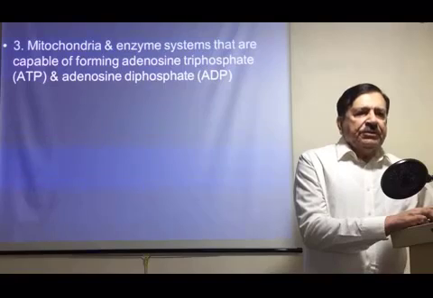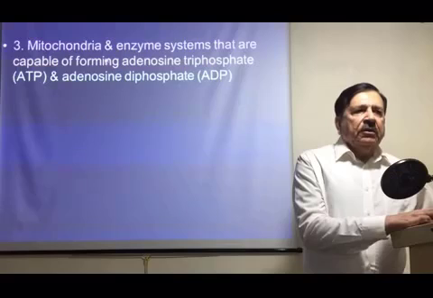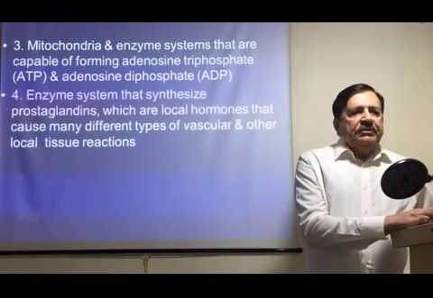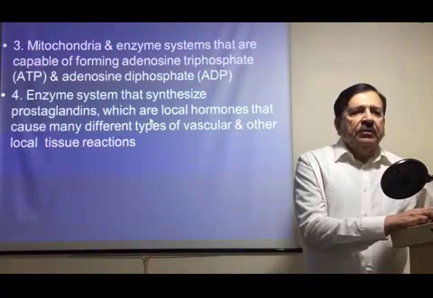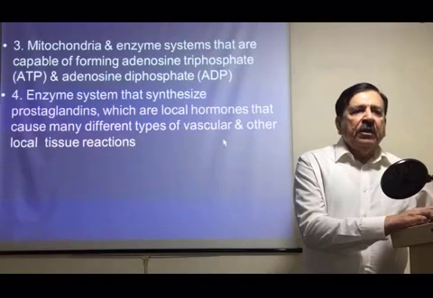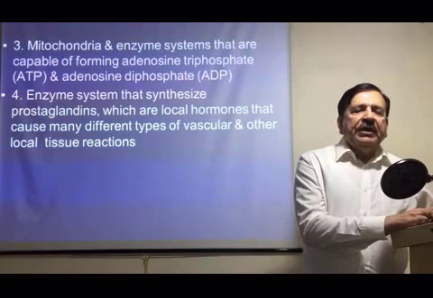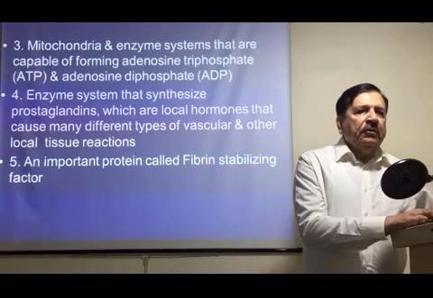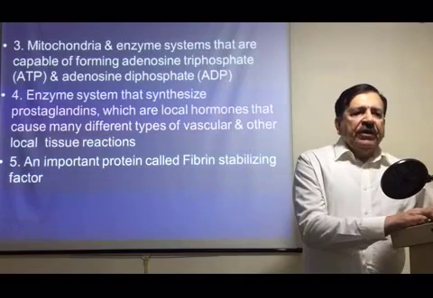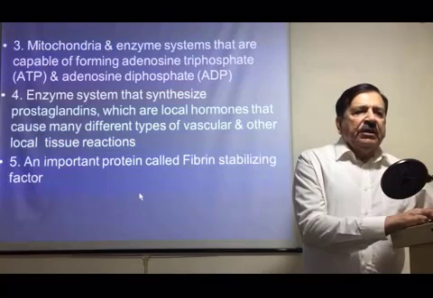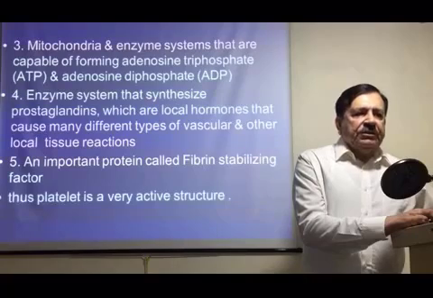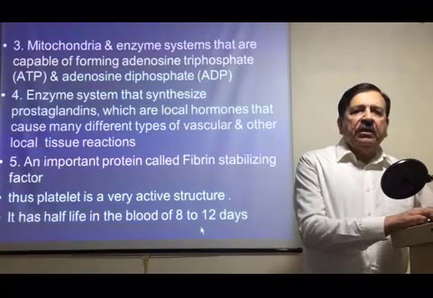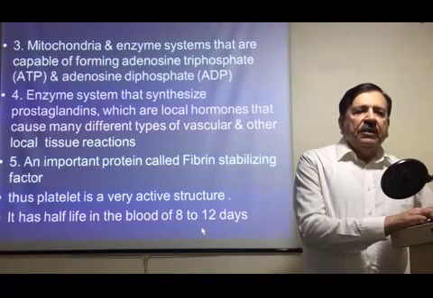The third component of platelets is the mitochondrial enzyme system that is capable of forming adenosine triphosphate and adenosine diphosphate. An enzyme system synthesizes prostaglandins, which are local hormones that cause many different types of vascular or other local tissue reactions. Prostacyclin inhibits coagulation, and this prostaglandin activates the coagulation process. An important protein called fibrin stabilizing factor is also present in the platelets, and it is responsible for hemostasis. So we can say that platelet is a very active structure, and its half-life is 8 to 12 days. The RBC half-life is 120 days.